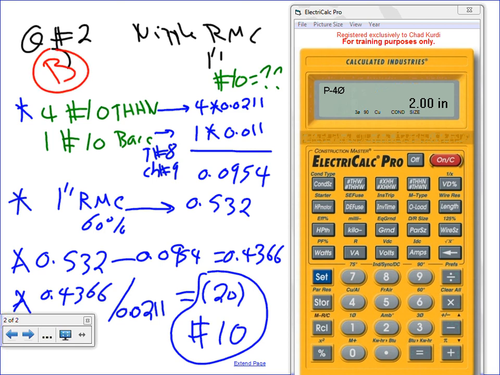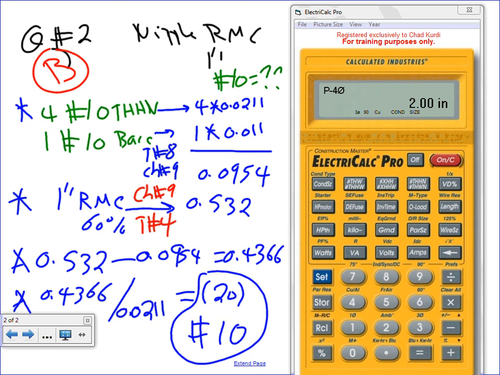Where did you look up the cross-sectional area for the bare conductor? It should be Chapter 9 under stranded, Table 8, Chapter 9. And the 0.532 is from Chapter 9, Table number 4, 1 inch rigid, right? This is for B, guys.